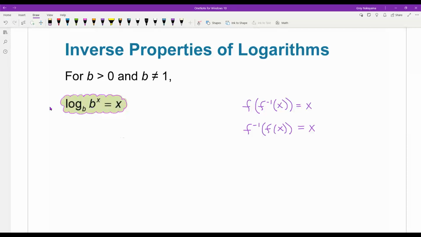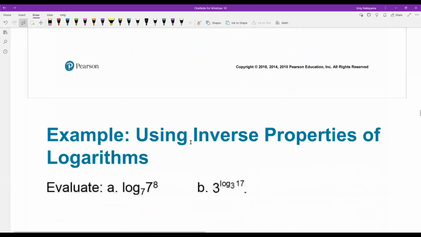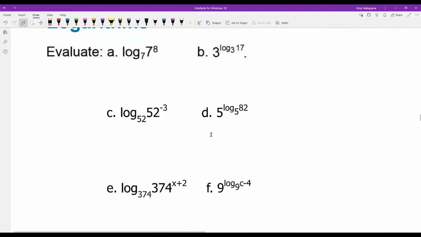If you start with an exponential, it looks like this when you compose them. So I have b raised to the log base b, but again, the base of my exponential and the base of my log are the same. So it's kind of the odd man out. So look at these examples here. Okay, evaluate. Again, y'all, if you get this, it's so much faster than doing it without a calculator.